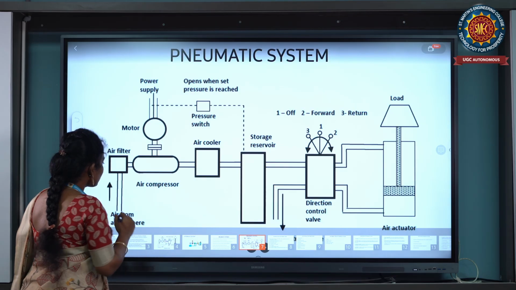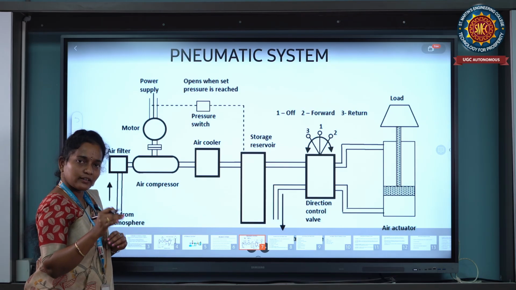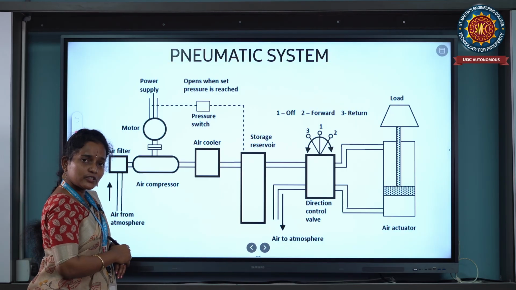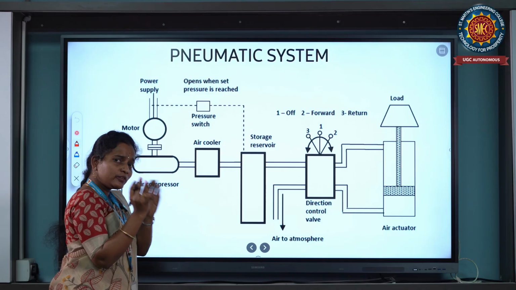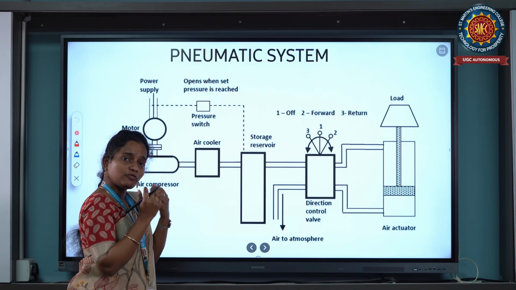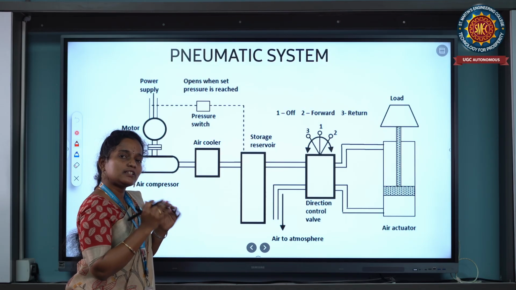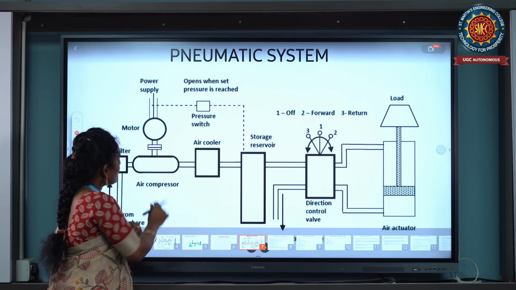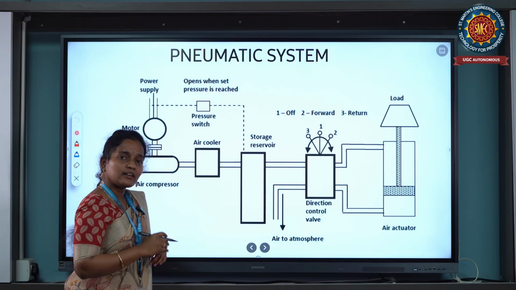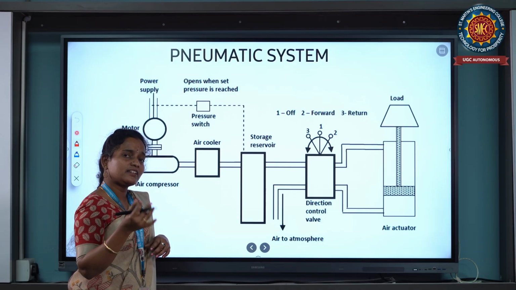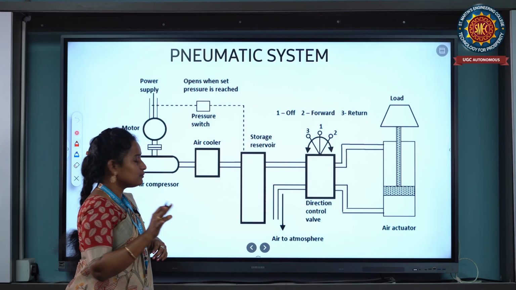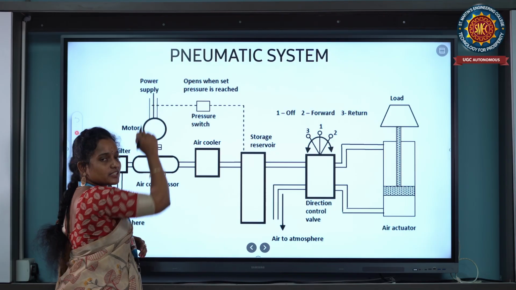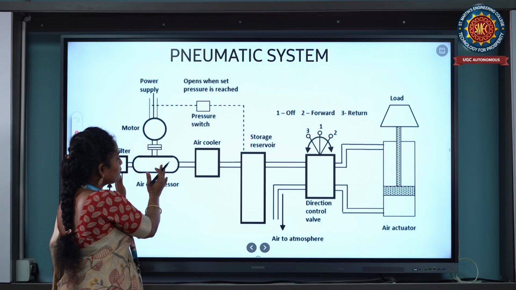So the air comes from the atmosphere only, right? That is directly sent to the air filter. What is the use of the filter? The air filter removes dust particles, condensed water bubbles, whatever is there. That is removed by the air filter only. After the air filter, it is directly sent to the compressor. Here the compressor compresses the air until the pressure reaches high. The compressor is run by a motor using a power supply. Okay, up to now clear.